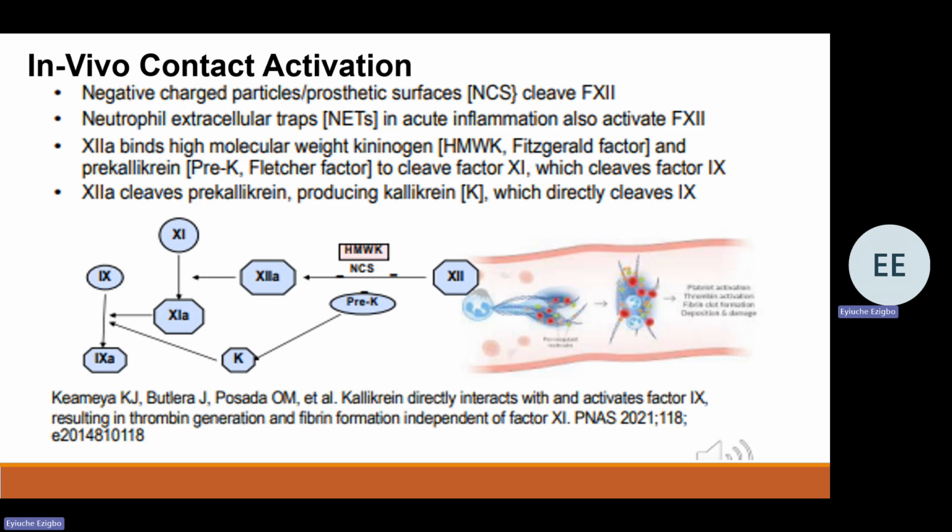Although contact activation is predominantly an in vitro phenomenon, the negatively charged surfaces of prostheses, such as mechanical heart valves, stents, and left atrial appendage implants, may trigger this process in vivo. So that is the pathway of contact activation: classically an in vitro process, but it can also be activated in vivo by neutrophil extracellular traps and by negatively charged surface implants in the body.